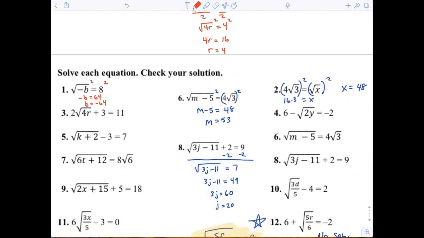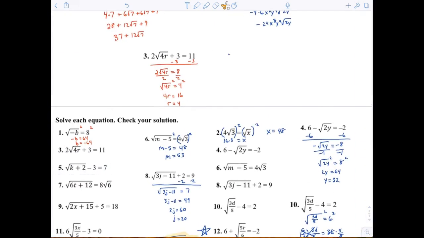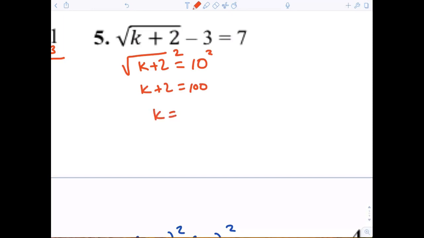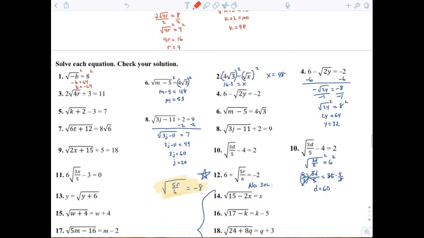All right, let's grab number 5. All right, so what do I have to do first? Add 3. Now what? Square. So k is equal to what, guys? K is 98. Anybody have any issues with that? Everybody's pretty good, right? All right, let's grab 7.